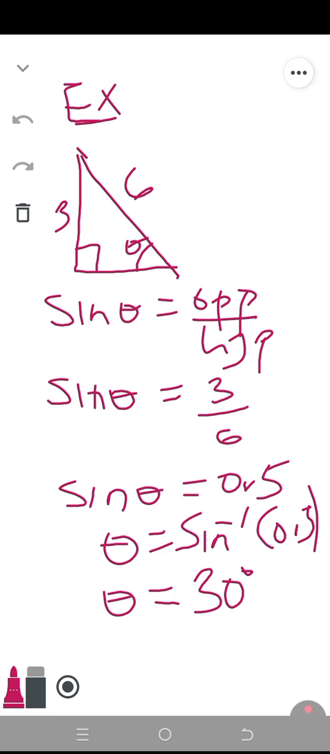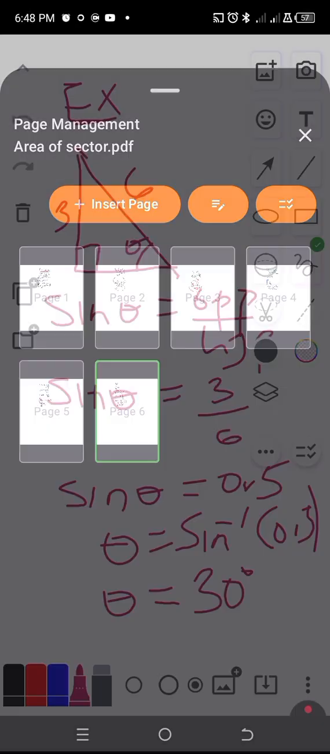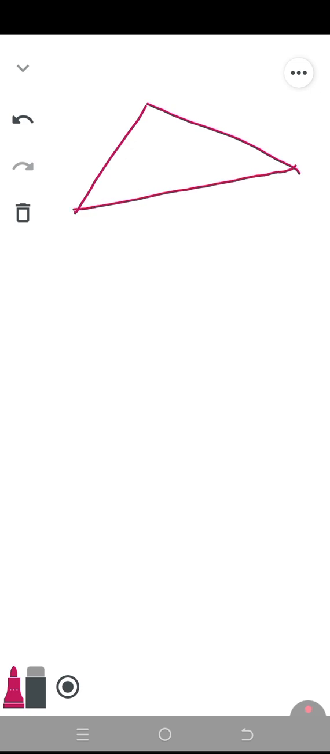Okay, so imagine we have another question. Imagine you have this question. You are given here as 10, and you are given here as 5. And you are told to look for theta. Now, what would be theta here? First of all, what were we given? Were we given hypotenuse, opposite, or adjacent?